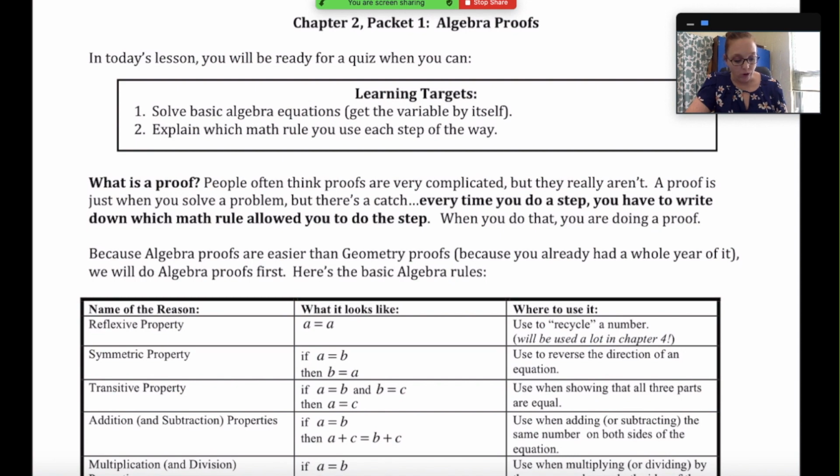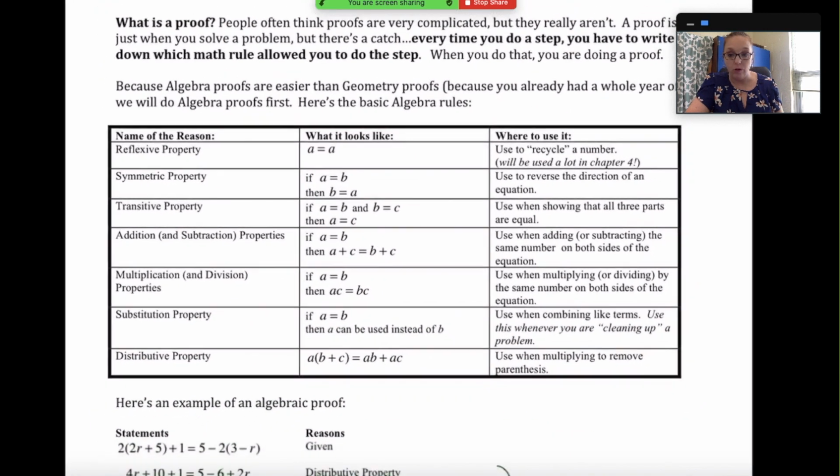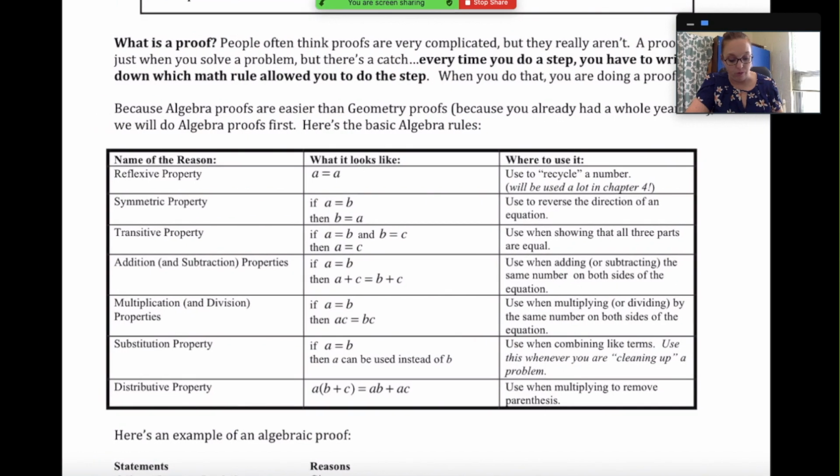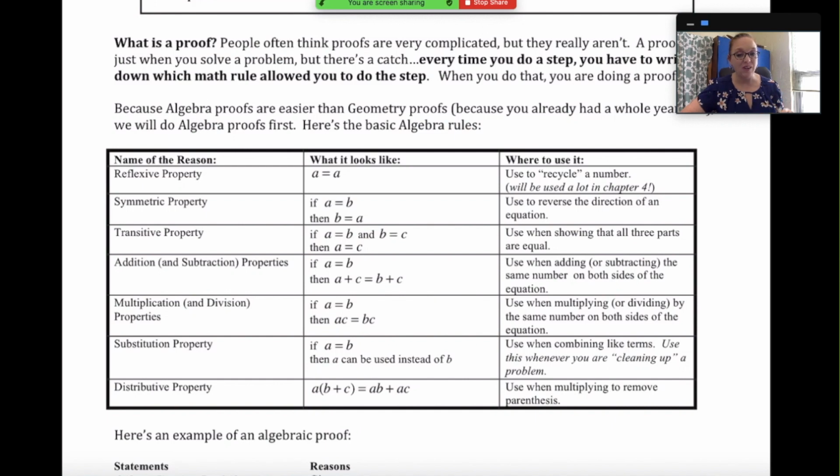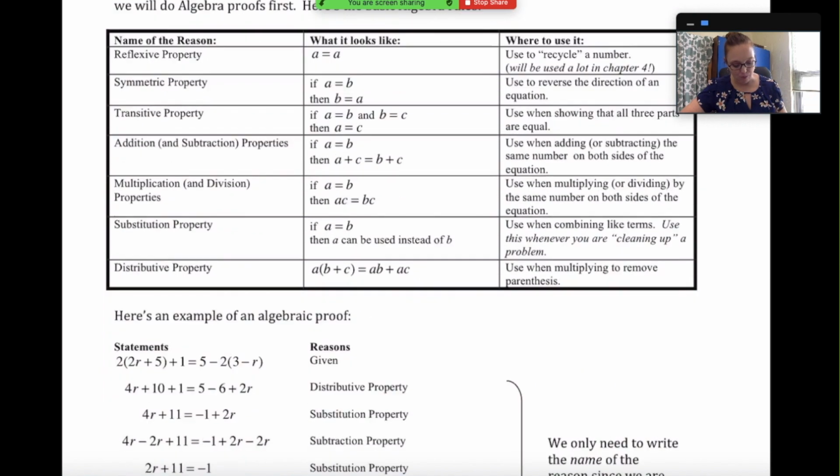So what you're going to need to do first is read through all of this top information right here. So I want you to go ahead and pause this video and read through all of these different properties and the information up above. Okay. Great. Now that you've read through that, let's look at the example proof.